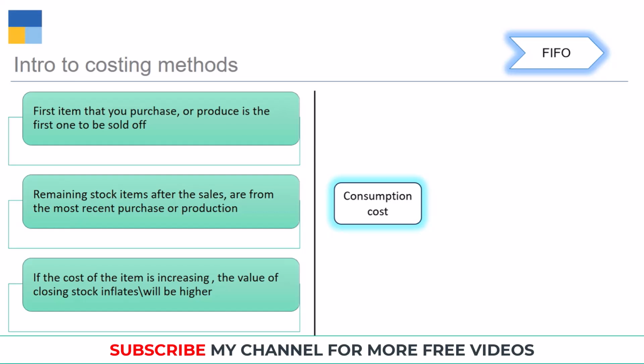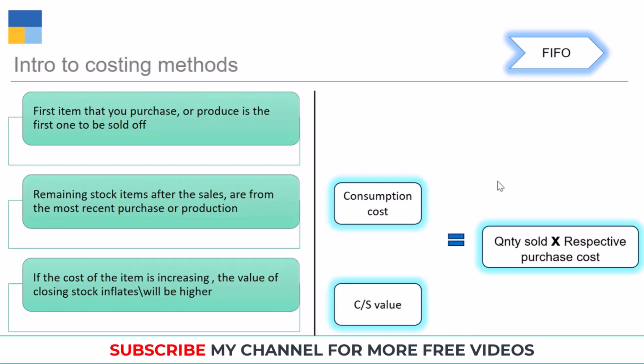Next, if the cost of the item is increasing, the value of the closing stock inflates or will be higher. So of course, you might have bought the later products at a higher rate. So this is mostly used in those types of businesses where the value of stock items is increasing day by day. Fine. So the old stock, which is of less value, they'll be clearing that first, right? And the latest stock item, they are going to have it in their business.